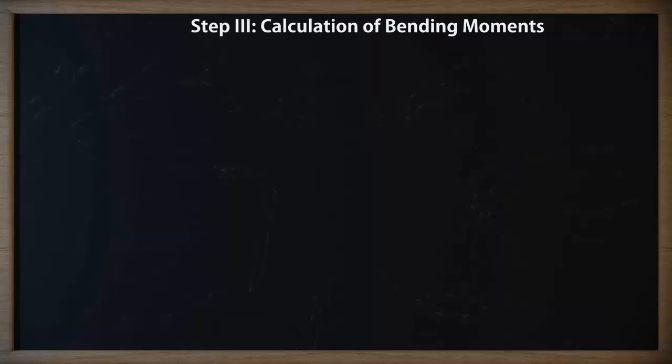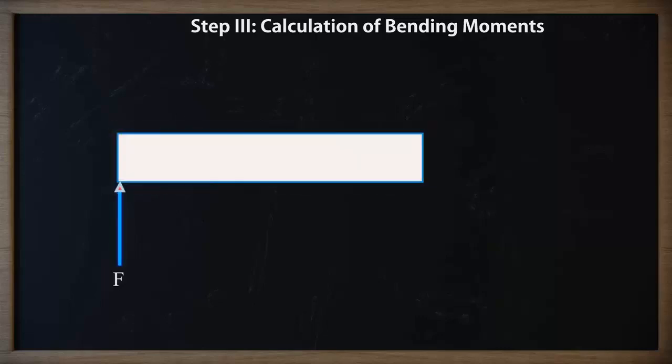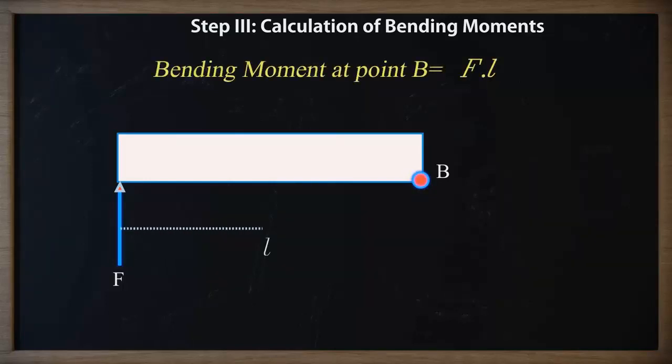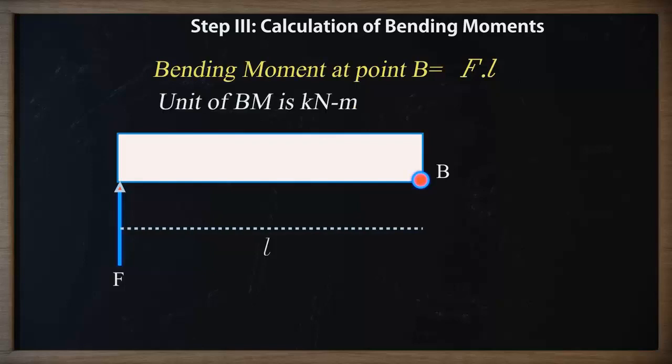Let's move to our next step, that is step number 3, calculation of bending moments. Bending moment at a point is the product of force multiplied by perpendicular distance between that load and the point about which we have to calculate the moment. If we want to determine the bending moment at point B due to force F, it will be equal to F into distance between the point B and load F, that is L, and its unit will be kilonewton meters.